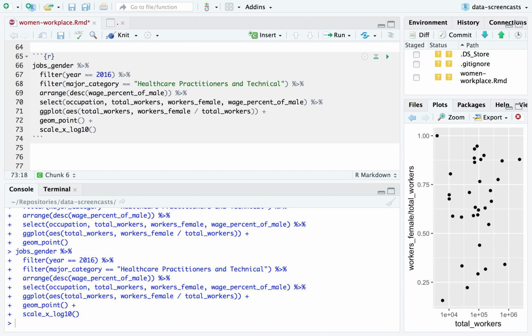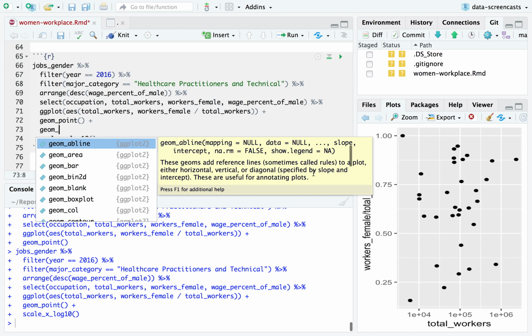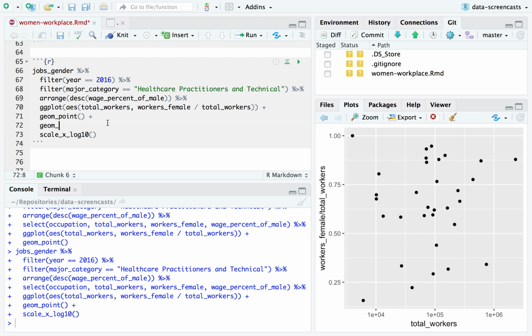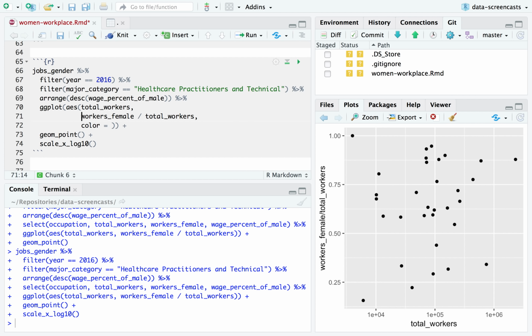Okay, and add a geom. I'm working on a plot here. I don't need this line anymore. I'm working on a plot here where I'd say, let me see, I'm going to try something. I'm going to try color equal, so let's see, the y-axis is, and color is going to be wage percent of male.